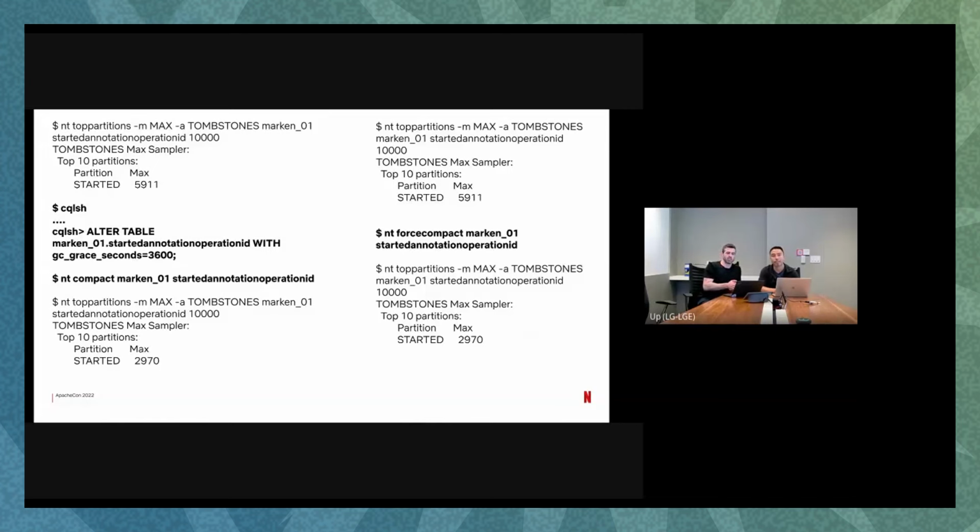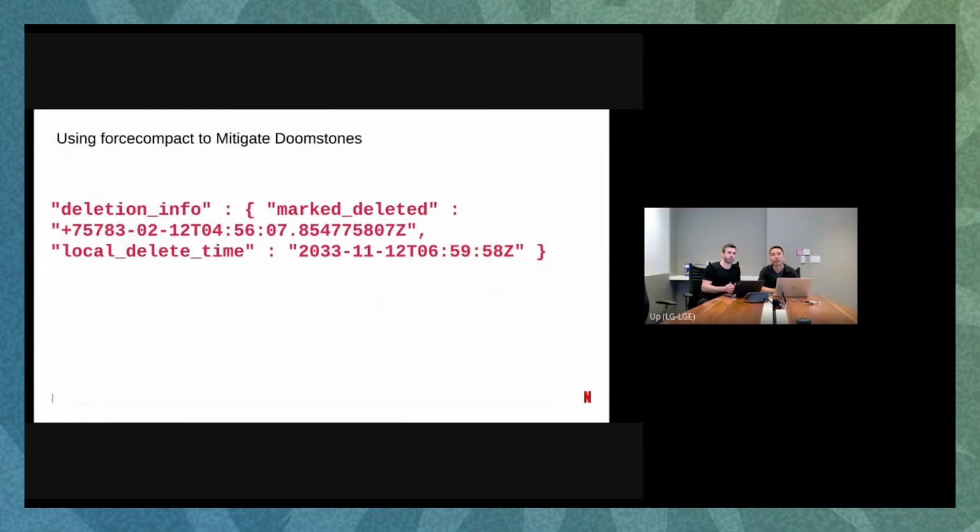So this is an incident where force compact made our life better, but there are also cases where force compact solved problems that we were unable to solve, specifically the topic of doomstones. This is one of the most recent incidents we worked on. There was a data corruption issue that corrupted the timestamp of the data, which marks the deletion info, as a future timestamp, which we also refer to as doomstone data. As you can see, the local deletion time is 10 years away.